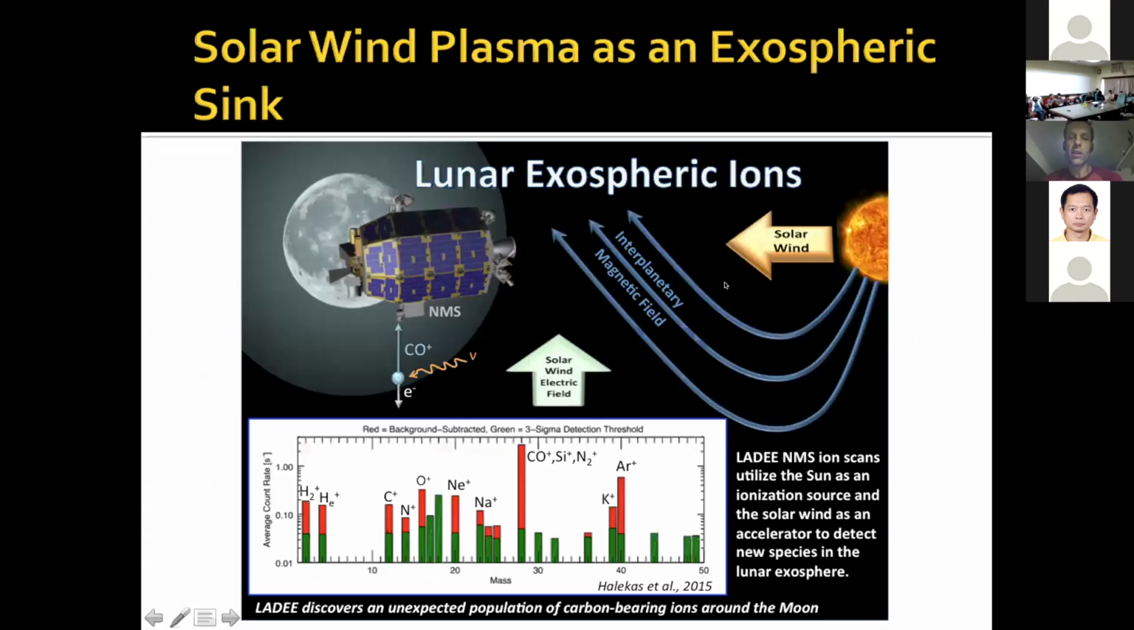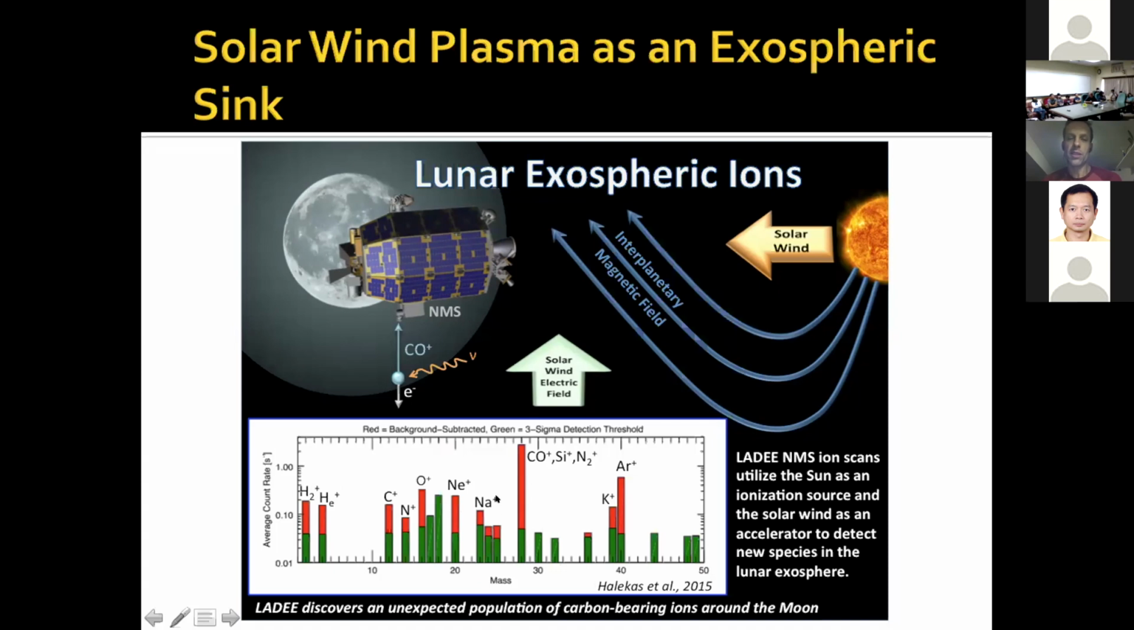And here's an example from LADEE, which I think is one of the best examples of this, because we had an instrument with very good mass resolution on LADEE. And you can see all the species of ions that are created from the lunar exosphere. Some things that you expect to see because they're delivered from the solar wind, like hydrogen and helium. Some things which are part of the regolith, like oxygen and some of the metallic elements. And some things were very surprising to us, like carbon and carbon monoxide.